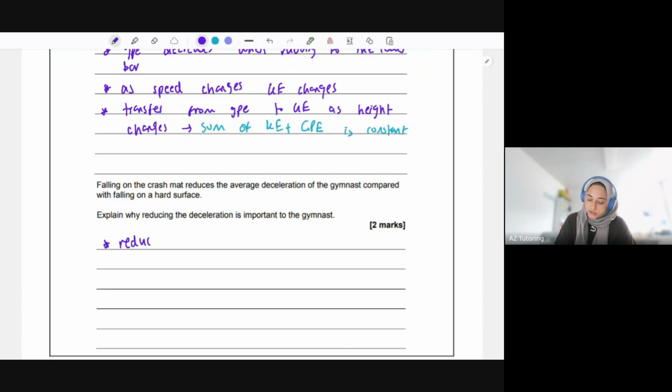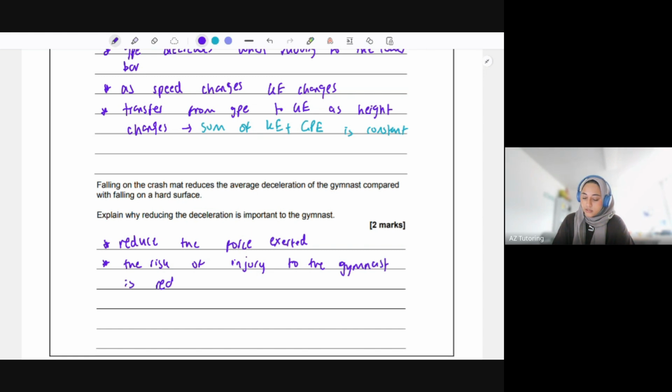So you would say the force exerted is reduced because she's going onto a crash mat, and then just explain why that is good for the gymnast for your second mark. You would say the risk of injury to the gymnast is reduced.